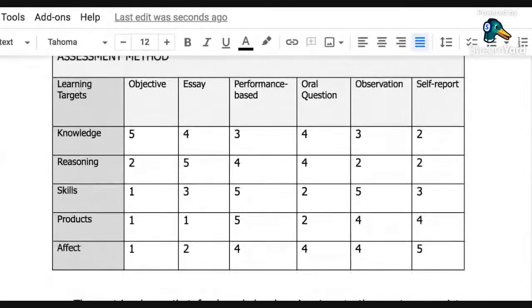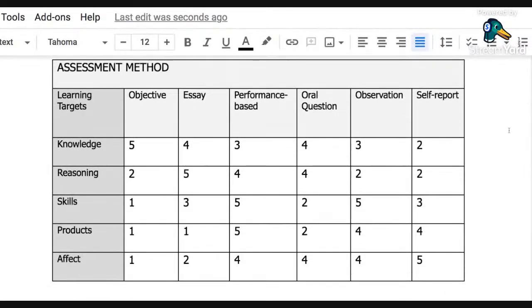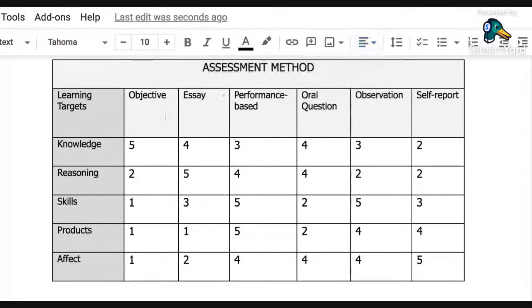So we have here a matrix. This is pretty easy to understand. We have here the learning targets: objectives, knowledge, reasoning, skills, products, and affect. And here, these are the different assessment methods. Let's put this at the middle so you will not be confused. There you go. So we have objective, essay, performance, oral question, observation, self-report. In this matrix, the higher the number, the more appropriate the assessment method is.